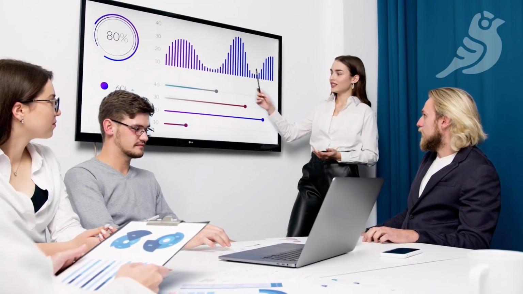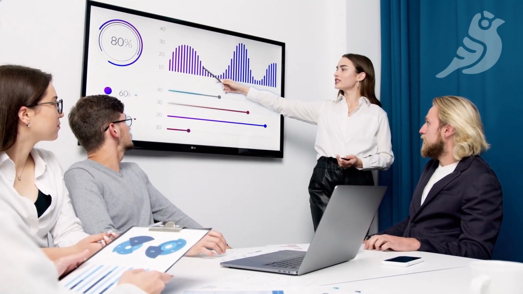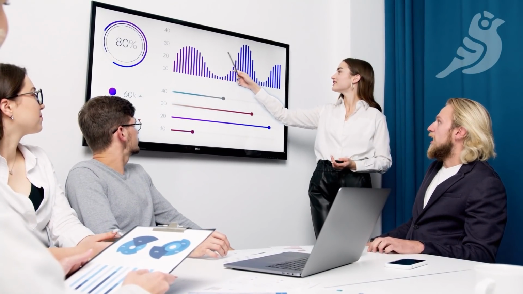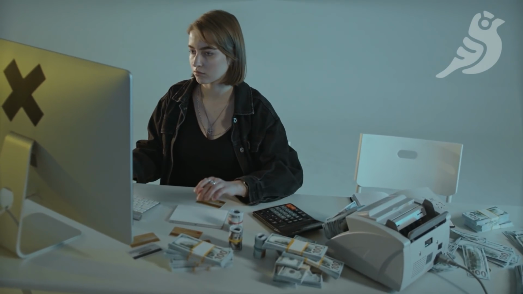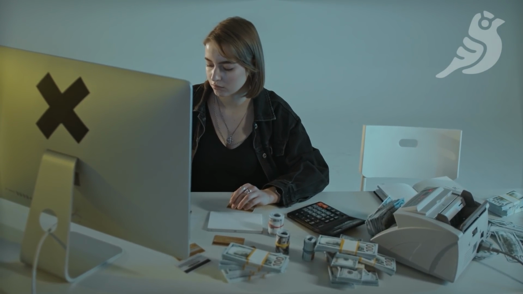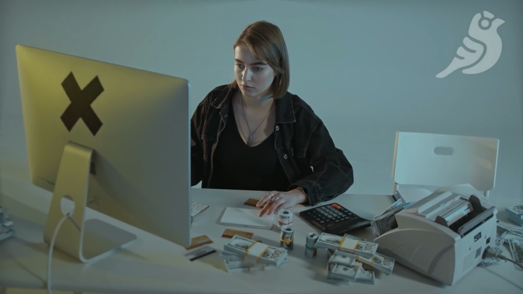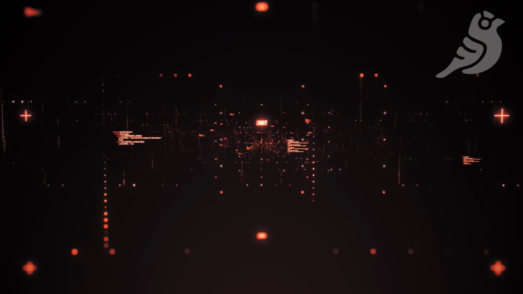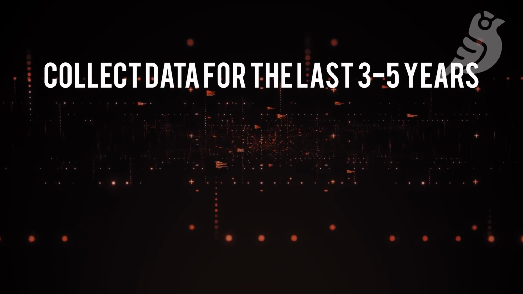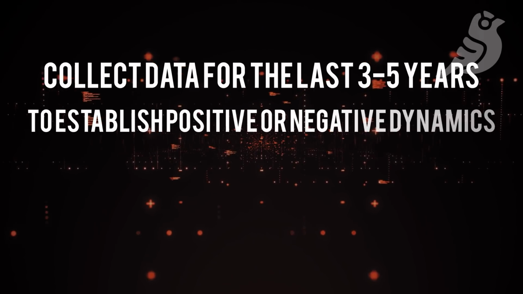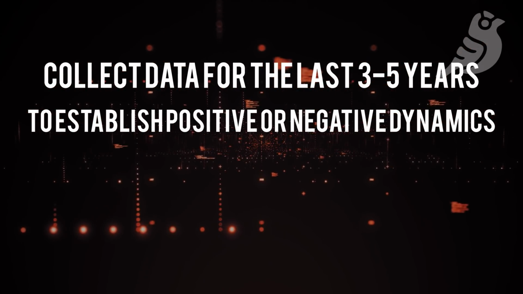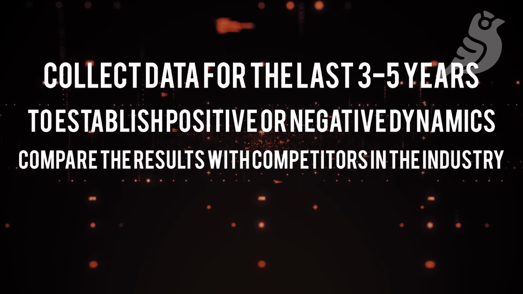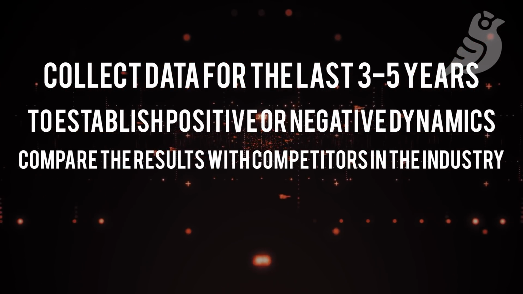Funds turnover ratios. The turnover ratios allow assessing the efficiency of the company's asset and capital management. The basis for their calculation is revenue from sales of products or services, its ratio to the average annual amount of assets, accounts receivable, and accounts payable. In order to carry out the analysis, it is necessary to collect data for the last 3-5 years, to establish positive or negative dynamics, and compare the results with competitors in the industry.